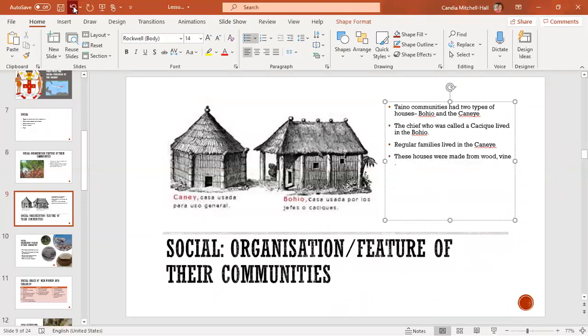Can you repeat, please? So the houses were made from wood, vine, cotton, thatch, palm, and stone.